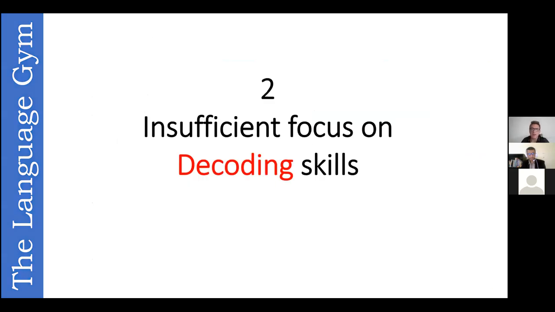Now, problem number two, and it's related to chunking. Insufficient focus on decoding skill. When I did my CELTA and even my master's, I was told, no reading aloud. Reading aloud is not a communicative activity. It's not a real life activity. You shouldn't do it. It's old school. You don't do it. And they used to say, don't worry about pronunciation. As far as I understand, with certain children, you shouldn't worry about pronunciation.